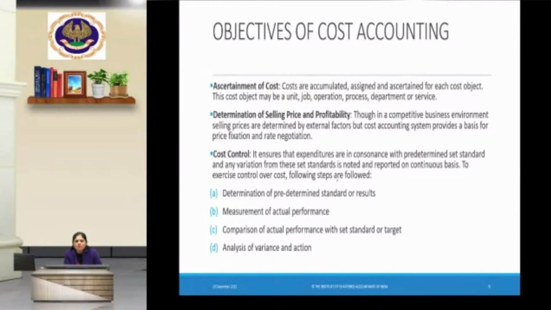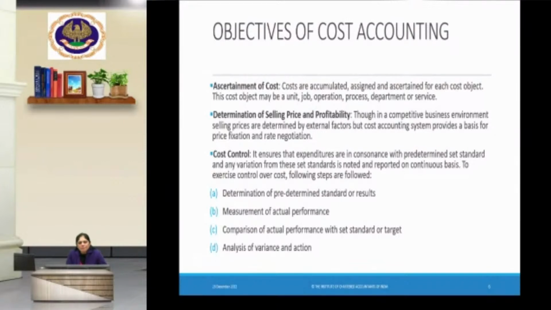Any variation from these set standards is noted, and then they are reported and monitored on a continuous basis. Why this variation? Why is this deviation coming? To exercise control over cost, what is the basis of the cost control process? We have the standard cost or standards for certain elements of cost, and then when they are actually incurred, we measure the actual performance. How much is the actual material cost? How much is the actual labor cost?